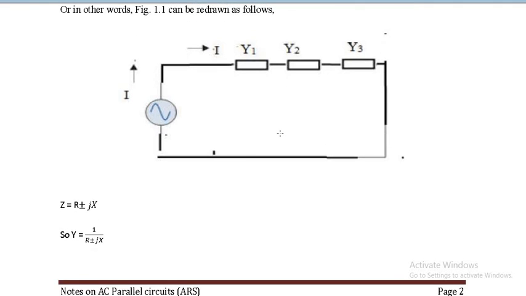Now, when I say that admittance is the reciprocal of impedance, let us find out what terms are involved. I write Z is equal to R plus jX, and I have to write Y as 1 upon R plus or minus jX.